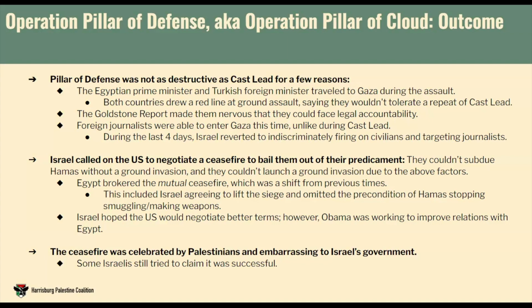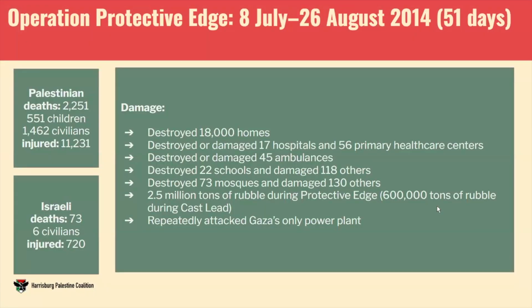So our third operation, Operation Protective Edge, was 51 days long, from the 8th of July to the 26th of August. 2,251 Palestinians were killed, 551 were children, 1,462 were civilians, 11,231 were injured. On the Israeli side, about 73 deaths, 6 were civilian, about 720 injuries.